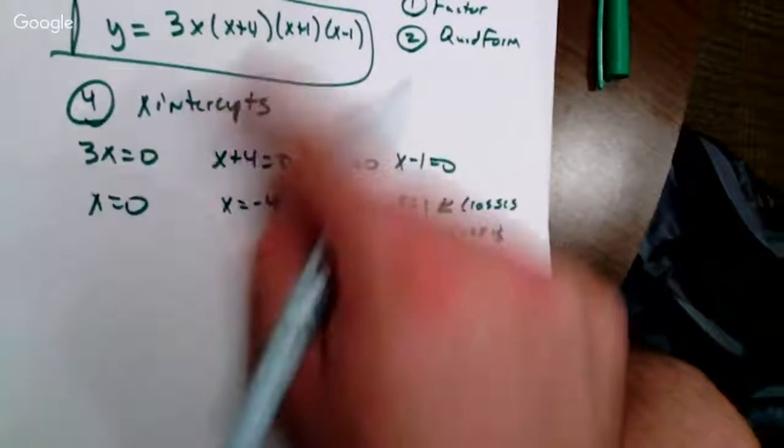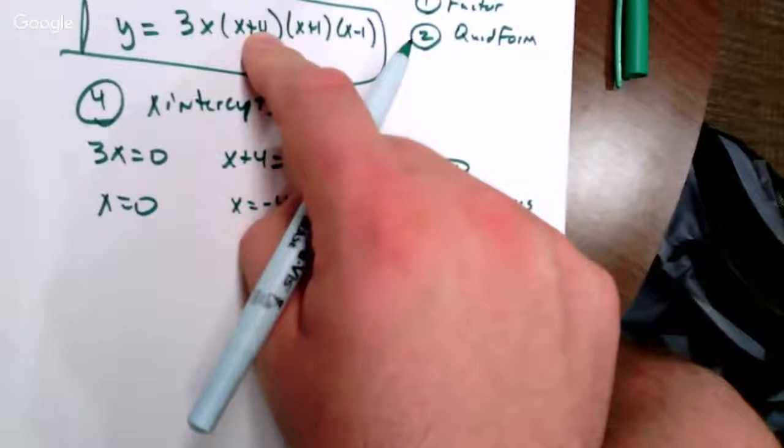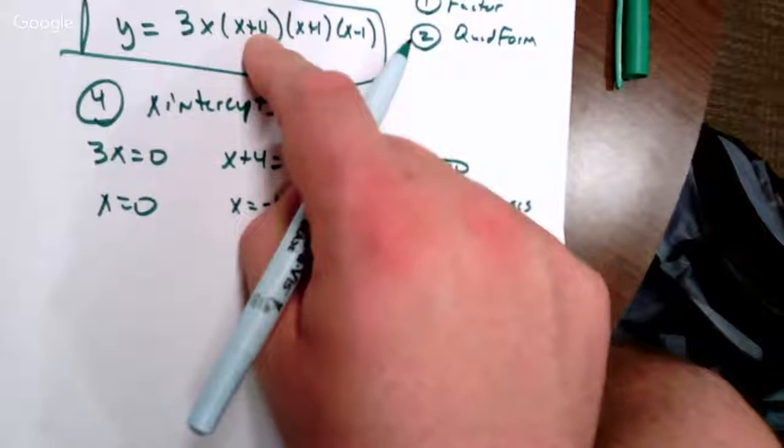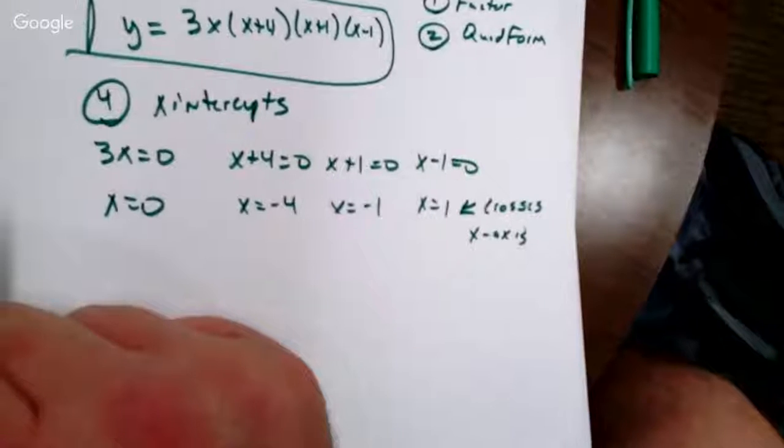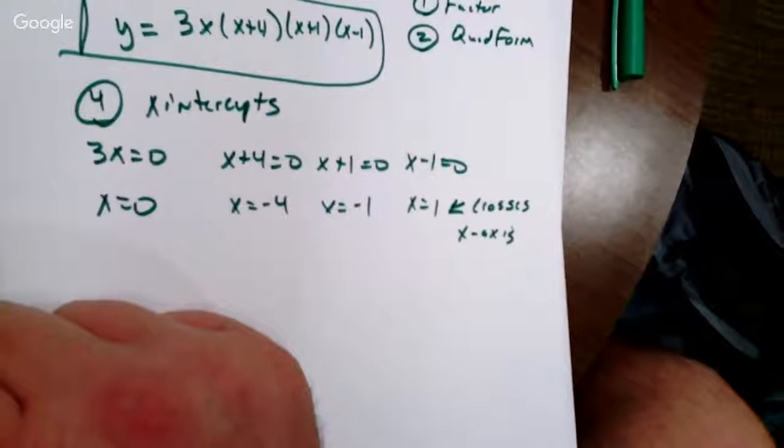Now, we'll learn in the next unit, or later on in this example, what if it was like (x + 4) quantity squared? Then it's not going to cross it. It's actually just going to kind of bounce off it, because that's something called a double root.